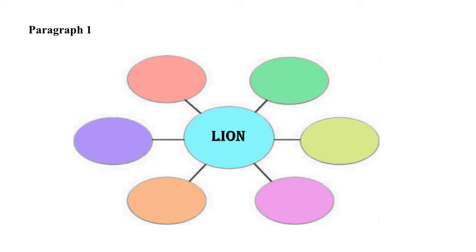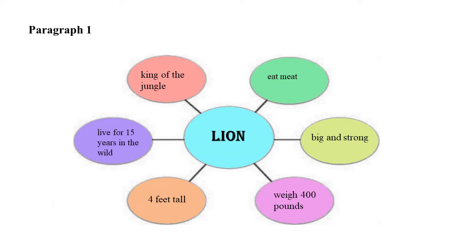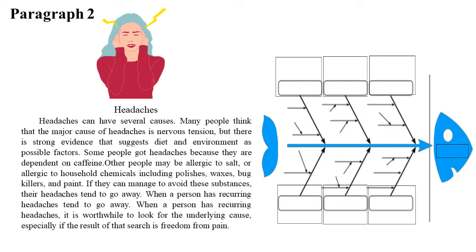Our subject is the lion. The lion is the king of the jungle, eats meat, big and strong, weighs 400 pounds, 4 feet tall, and lives for 15 years in the wild. Now, let's go to paragraph number 2.